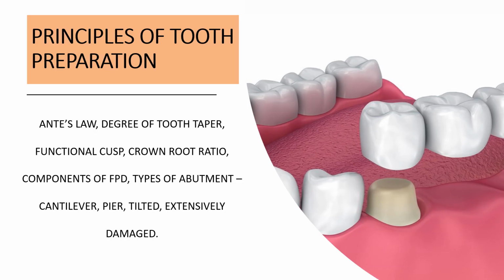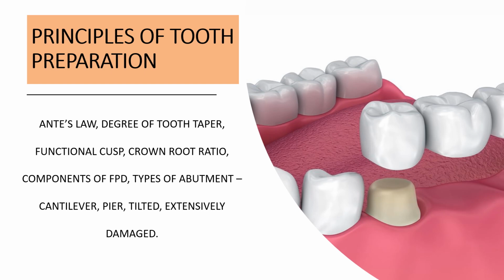Next topic is principles of tooth preparation. This is from the FPD point of view. So under that, you should mainly know about what is an anti-slaw and the periodontal surface area of the tooth. You don't need to learn the complete table for all the teeth, but at least for the maxillary molar and the mandibular molar, or which tooth has the highest surface and which tooth has the lowest surface, all those things you should know.